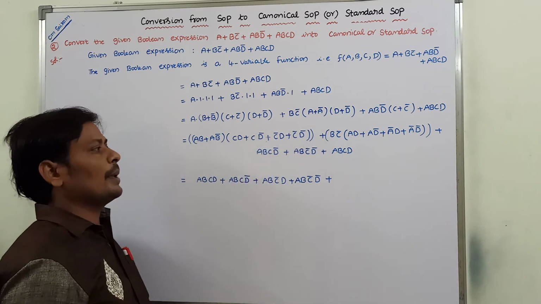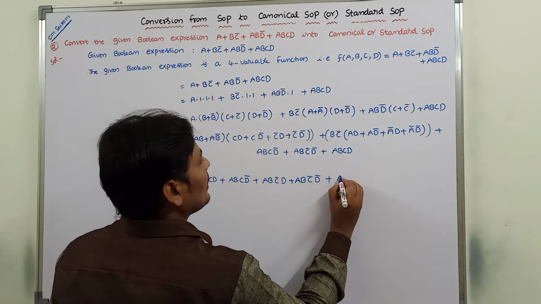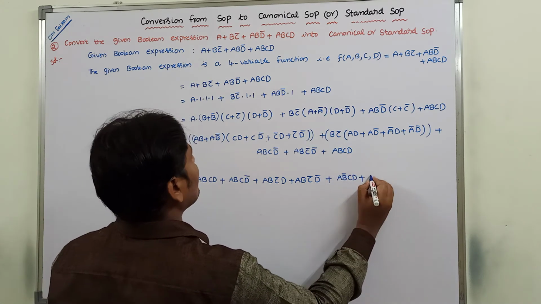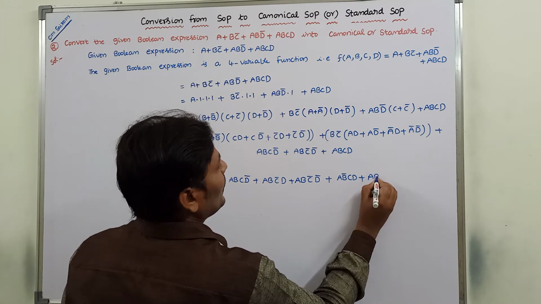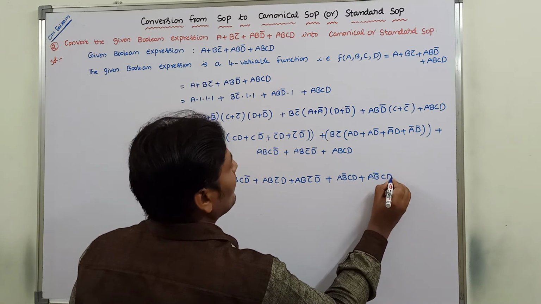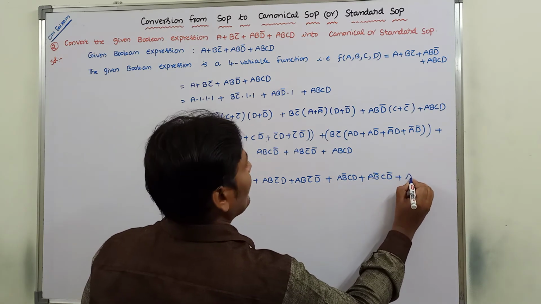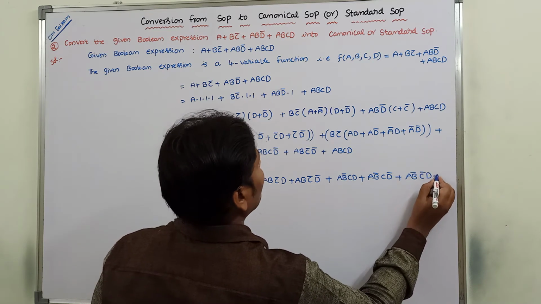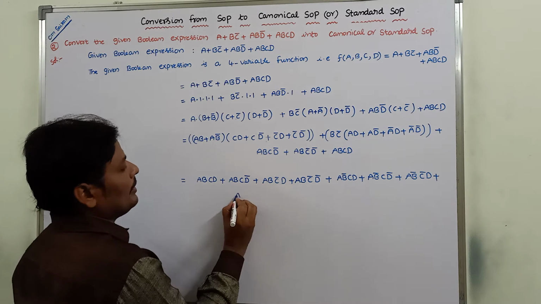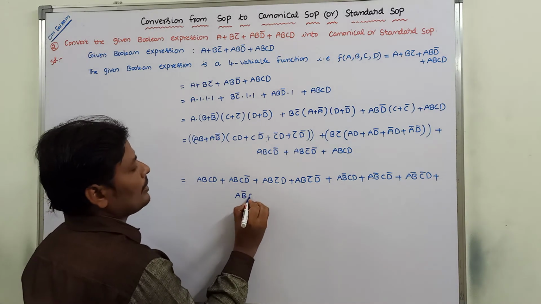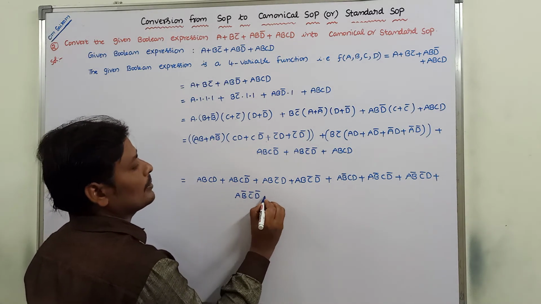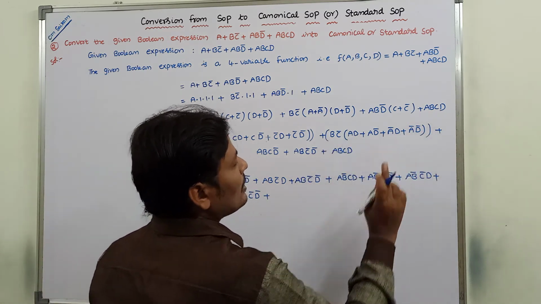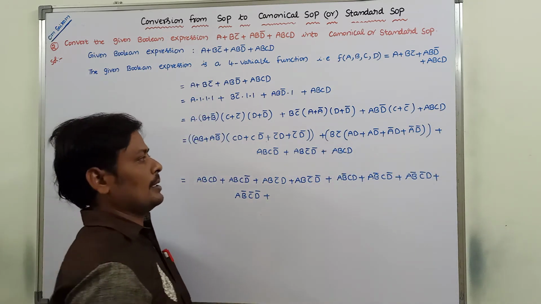Plus this term is multiplied with all the terms in the given parenthesis, that is ab bar cd. Next, ab bar cd bar. Next, ab bar c bar d. Next, ab bar c bar d bar. Next, this term is multiplied with all the terms in the given parenthesis.